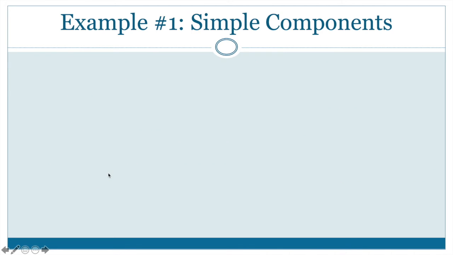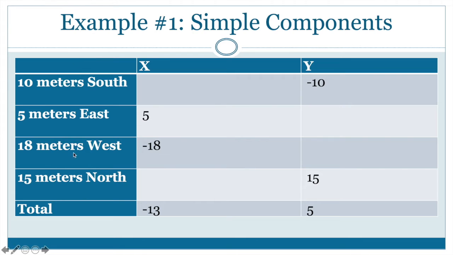So let's work an example of this. I've taken the same list we had on the previous slide: 10 meters south, 5 meters east, 18 meters west, and 15 meters north. I've already sorted out each one into its x or y component. For 10 meters south, that goes into the y column, and we add a negative in front of it because south is considered the negative direction.